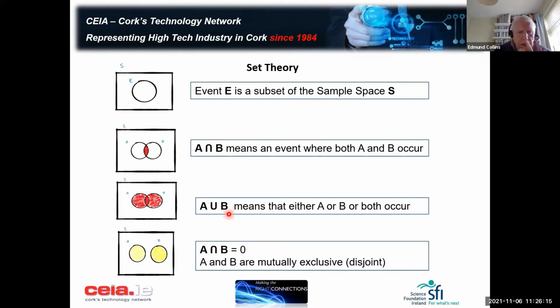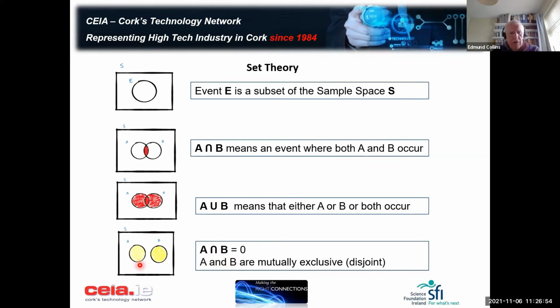However, if we wanted to determine an event where A or B, or both, can occur, so that's everything here. Both circles, if you like, the part of the circle that's unique to A, the part unique to B, and also the intersection. Well, that's called A union B. That means that either A or B or both occur.